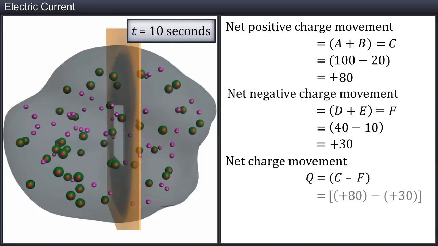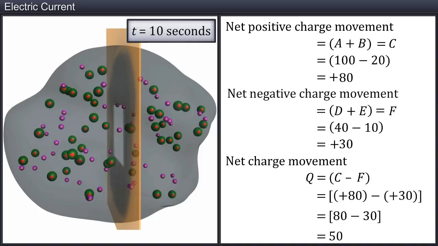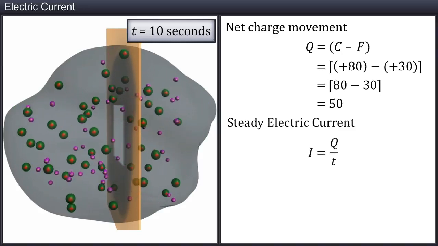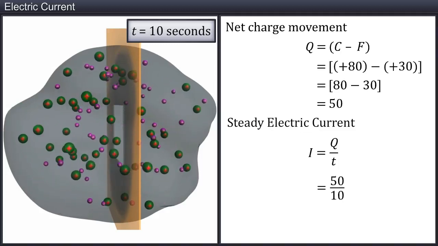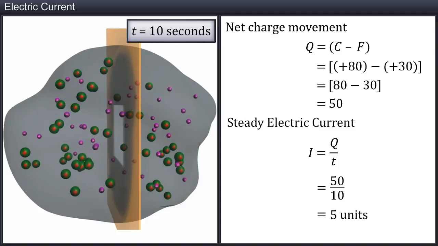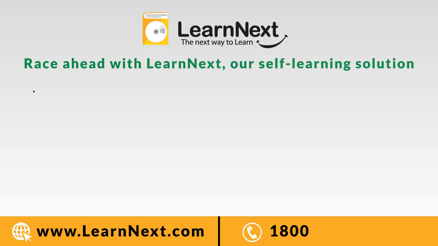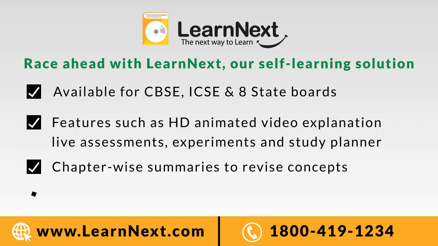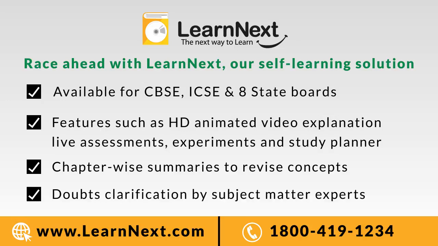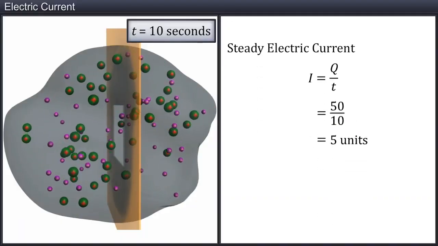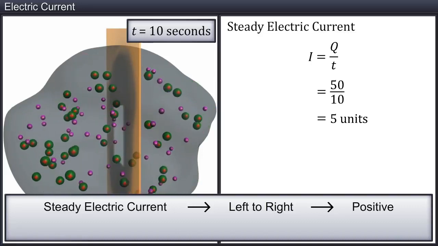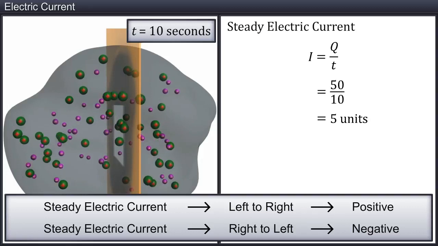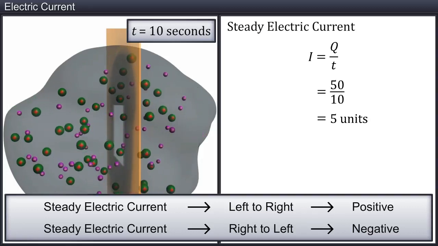The net charge movement Q is equal to C minus F, which is equal to 50. A steady electric current, I, is denoted by Q by T. By substituting the values of Q and T, we get the value of I as 5 units. A steady current is positive when it moves in the forward direction, that is, from left to right, and negative when it moves in the backward direction, that is, from right to left.